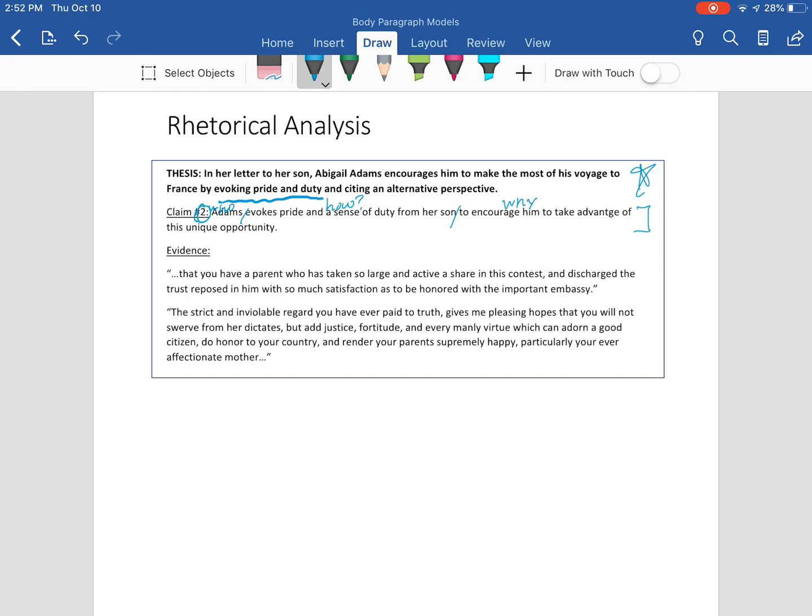Now over here, you'll notice that I put claim two, because as you're writing your rhetorical analysis, I just think it makes more sense to go in the order of the passage, and this mode of development isn't until the very end. So if I was writing my essay, I'd probably start with where she cites her alternative argument, and then my second body paragraph would be about how she evokes pride and duty. For evidence, I picked out the things we've talked about in class, where she talks about his father and what he's done to be really successful and for his country. And then I pulled that last line where she says to make her proud, essentially.